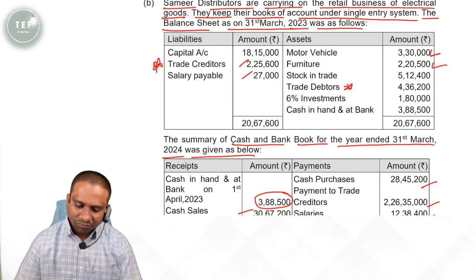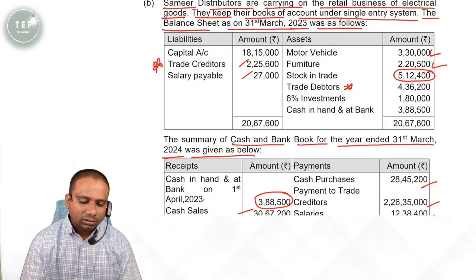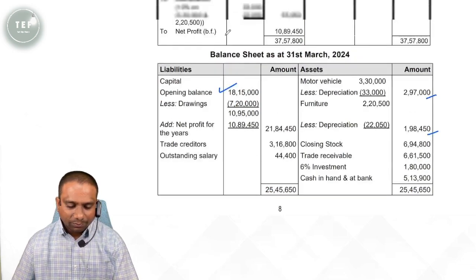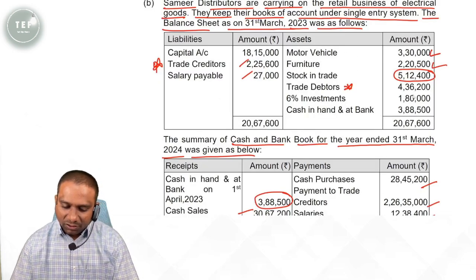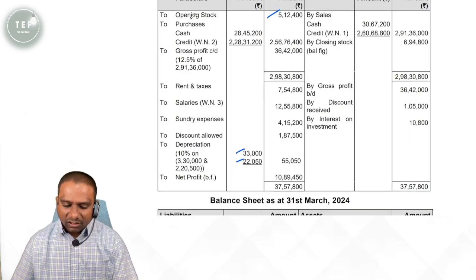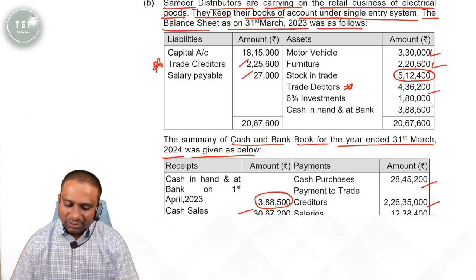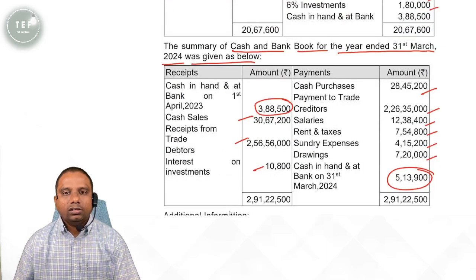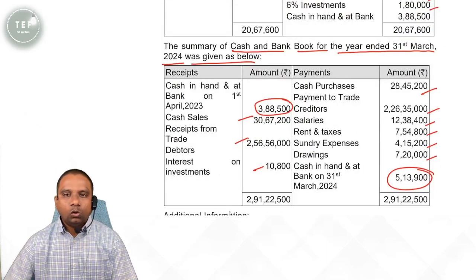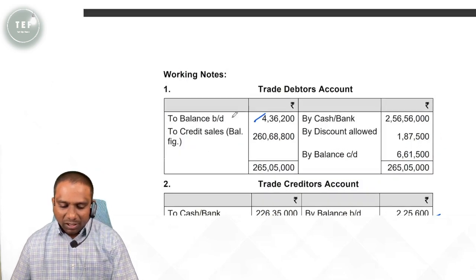Over. Next one, stock in trade. This is opening stock. Show it on the debit side of trading account. Opening stock. Over. Next one, trade debtors. Debtors account opening balance. Okay. Next one, 6% investments. Look at whether any investments are sold or not. If any investments are not sold or purchased, show the same investments amount in the balance sheet.